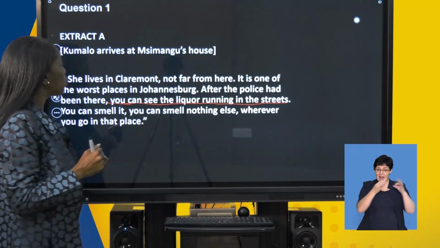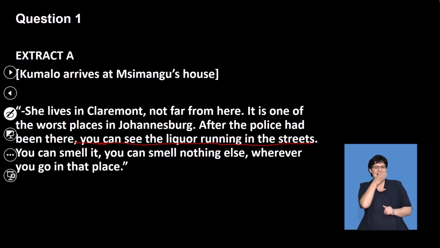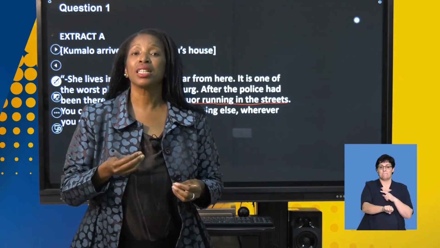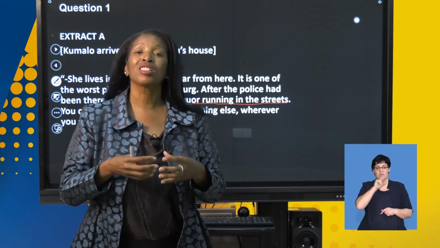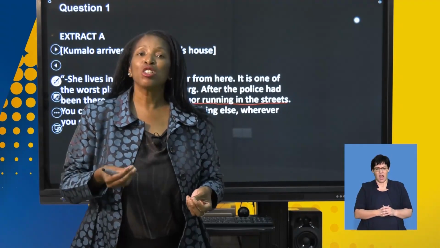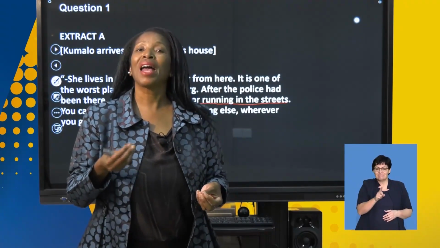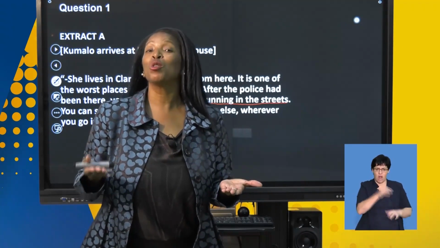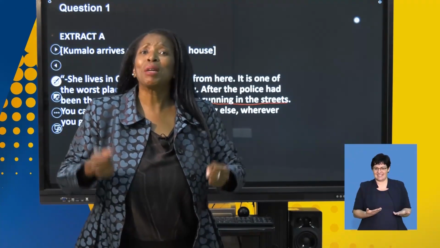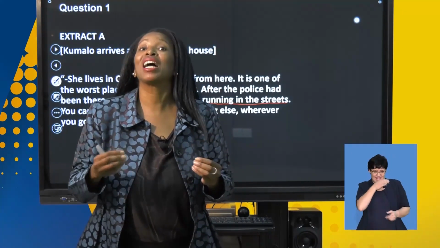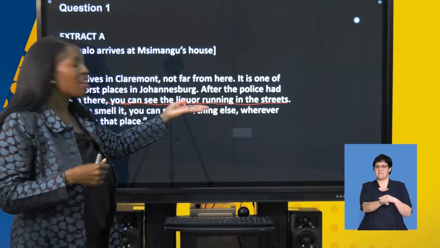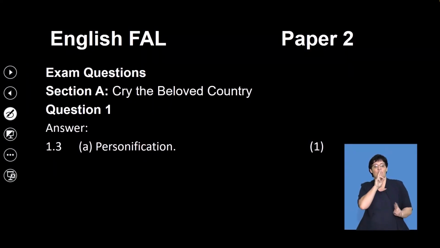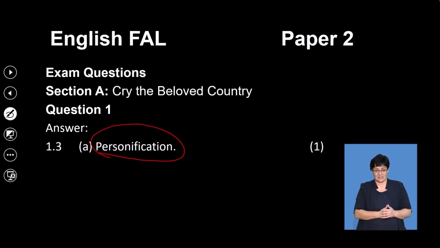I have underlined this because it is the reference they wanted to give us in the question. Identify the figure of speech in this line. So this line says, you can see the liquor running in the streets. If you know your figurative language, you should be able to identify immediately that this is a figure of speech called personification. I have explained to you that personification is one of the comparison figures of speech. This is where you give a non-living object human qualities. Now, you know that only people or animals run. Liquor doesn't run in the street. And so you need to realize that this is where you get your response from. The liquor is running. That is why our response is going to be personification.